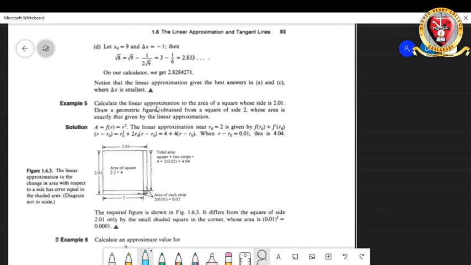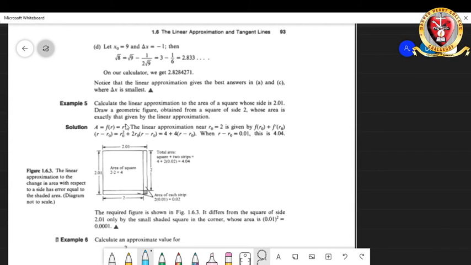Example 5, we have to calculate the linear approximation to the area of a square whose side is 2.01. And we are asked to draw a geometrical figure obtained from a square of side 2 whose area is exactly that given by the linear approximation. Say you are seeing the figure here. If this is 2.01, up till here is 2.